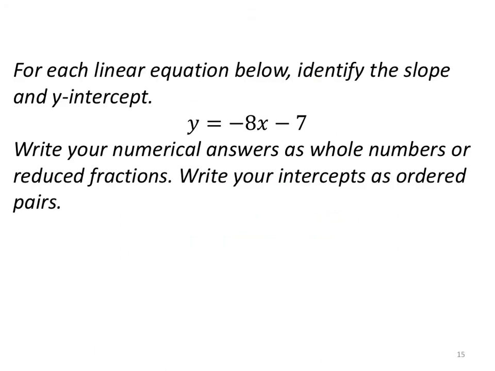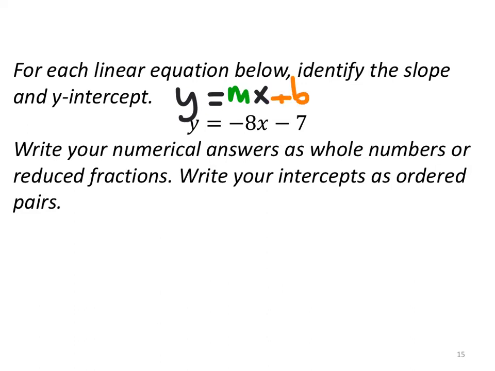So here we go, right? This is a linear equation. Identify the slope and y-intercept. Write your numerical answers as whole numbers or reduced fractions. Write your intercepts as ordered pairs. Always write your intercepts as ordered pairs, because this one, and this is a nice thing about this one, by the way, it's written in slope-intercept form, right? We got y equals mx plus b.